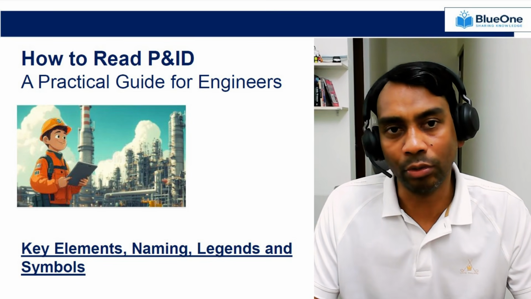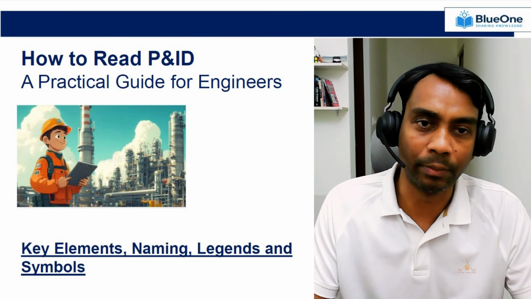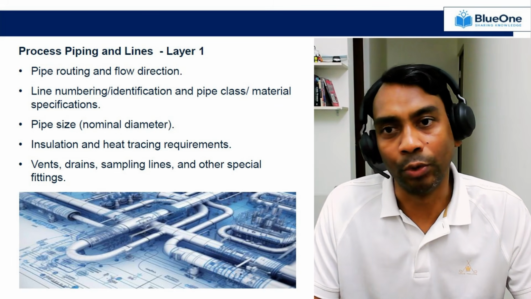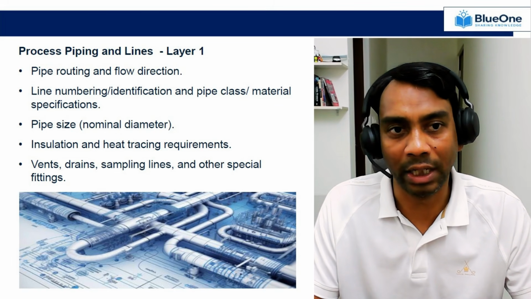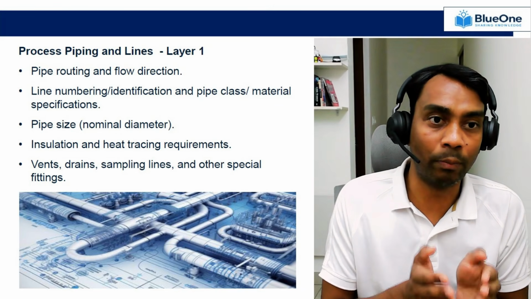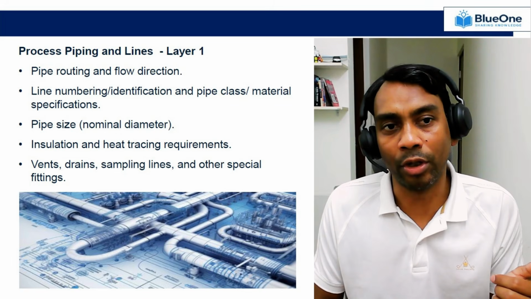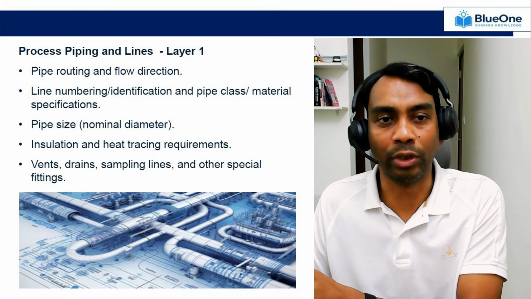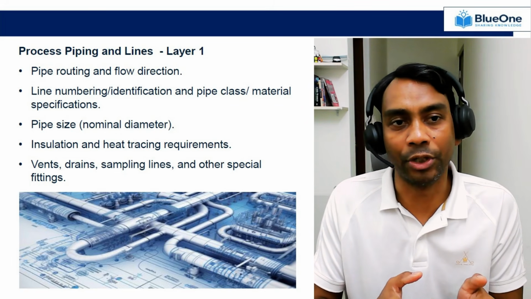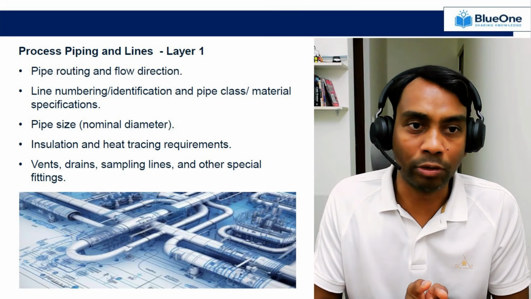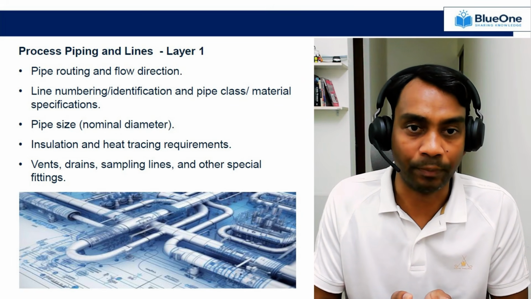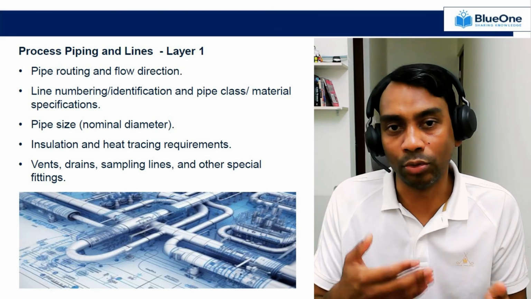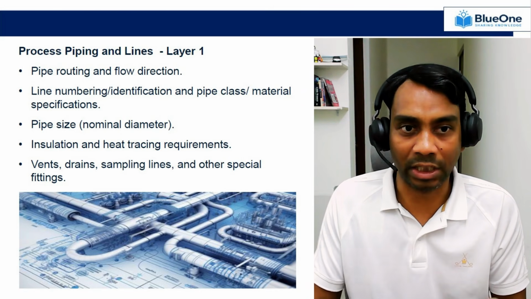Now I will walk you through how to leverage this information to effectively interpret and read the P&ID. Let's talk about layer 1, process piping and lines. It will give you information about pipe routing and flow direction, how your pipe takes feed from one place, processes it, and goes to the next equipment. You can easily navigate that information within the P&ID. You can also navigate line numbering and identification, the pipe class, and material specification based on this layer. I'll walk you through how to decode the line numbering in the next slide.